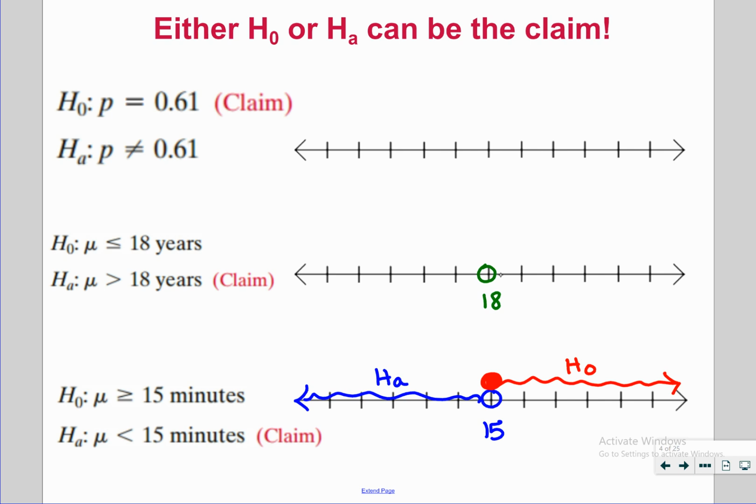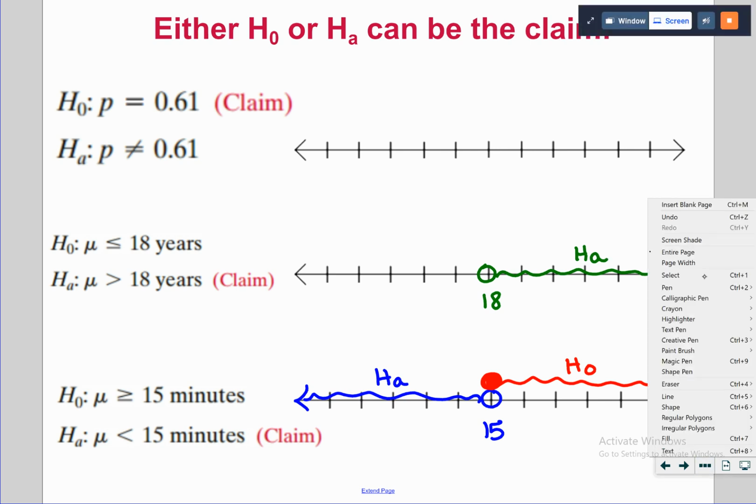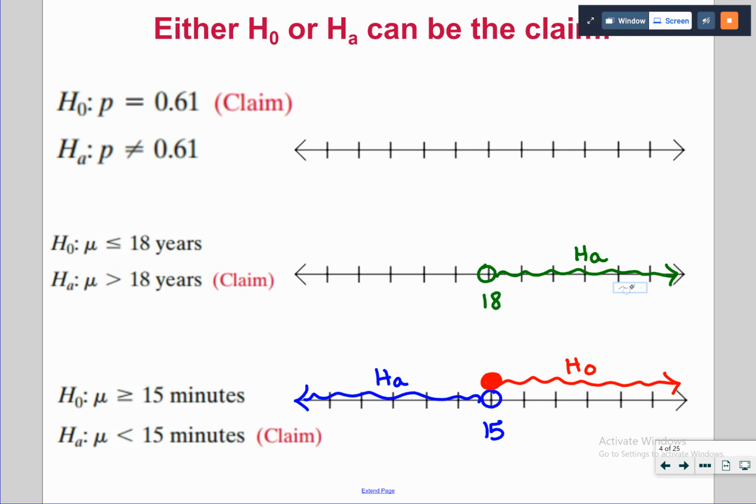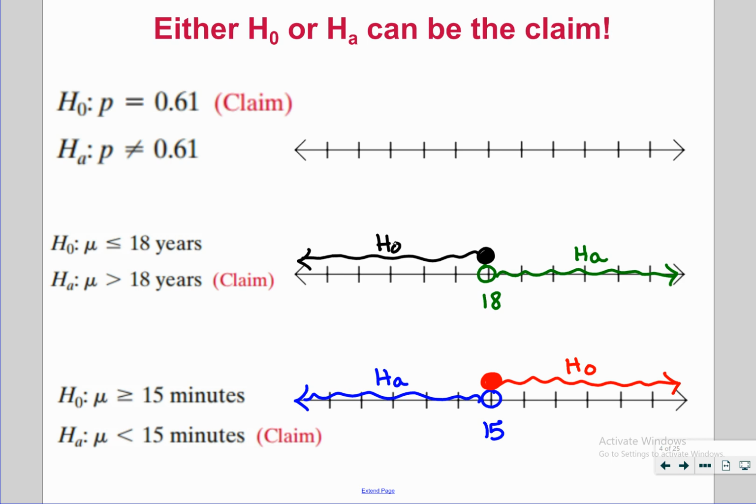Open circle at 18, shade to the right. That is my alternative hypothesis, just greater than 18. The null for this one is that my mean is less than or equal to 15 minutes. Shade to the left. And again, my whole number line is included in those two regions.